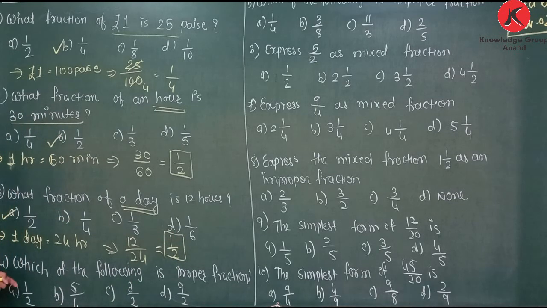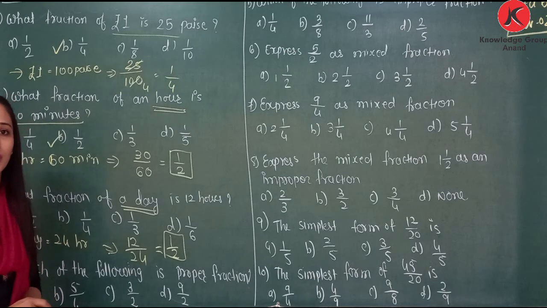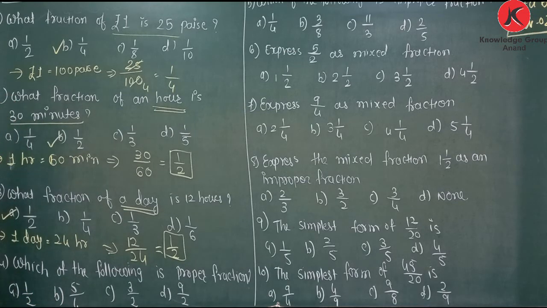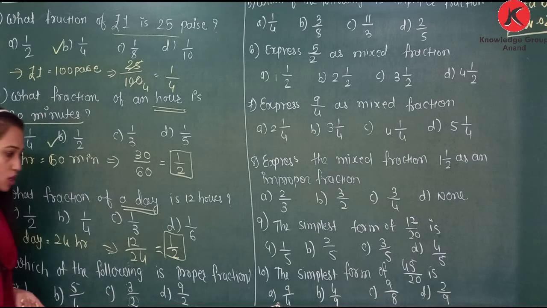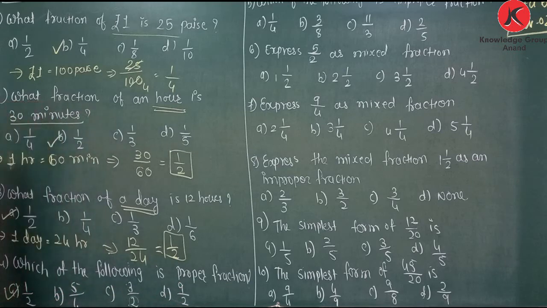Now next one. Which of the following is a proper fraction? In the previous video we learned the types of fraction. What is a proper fraction? Proper fraction means the numerator is less than the denominator. So here 1 by 2, the numerator is less, so this is a proper fraction. You can check another option, 5 by 4, this is not a proper fraction because the denominator is smaller. 3 by 2 and 9 by 2 are also not proper fractions. So the answer is 1 by 2.